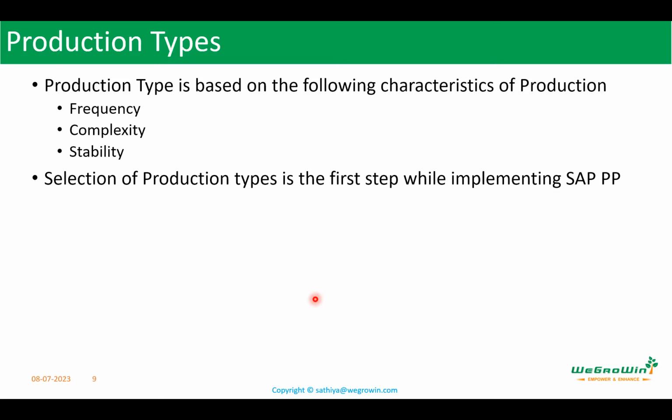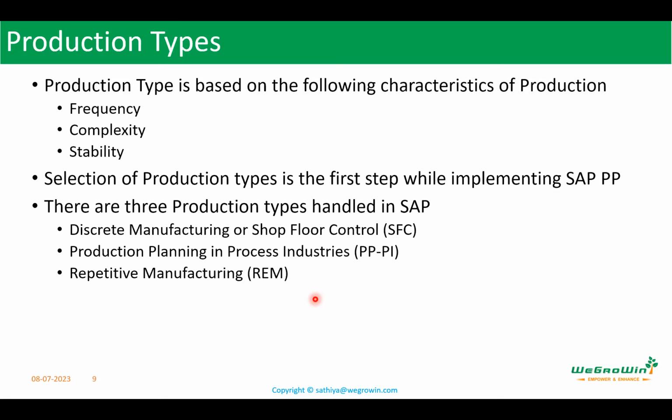So whenever you are doing production planning as a consultant, you need to understand what type of production is going on there, and which production type you have to go with, because SAP PP is there, SAP PP-PI is there. Which one do we have to select? So here the production types are discrete manufacturing or shop floor control, that is called SFC, or production planning for process industries, PP-PI, and then repetitive manufacturing, REM. These are the three things which are handled in SAP.